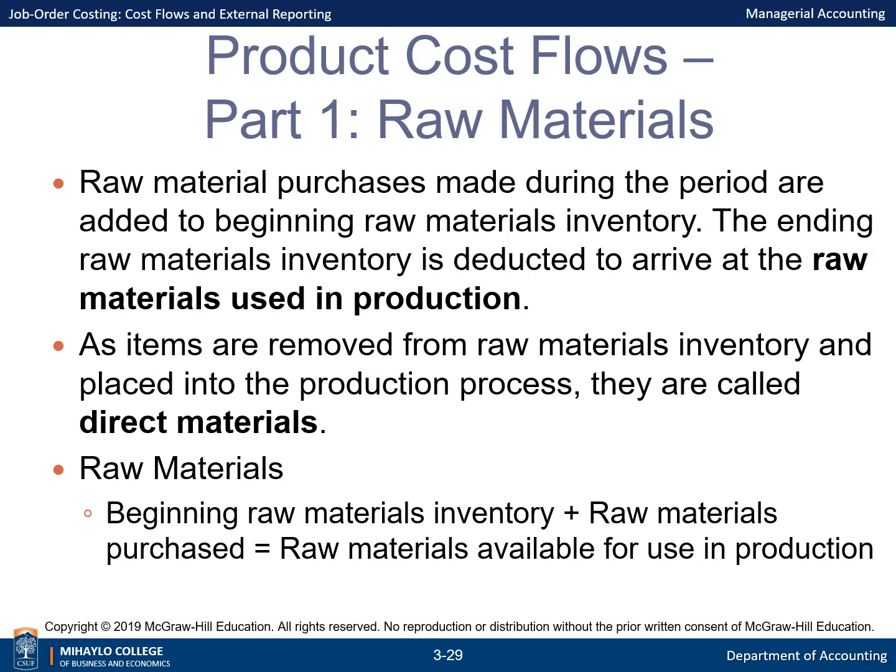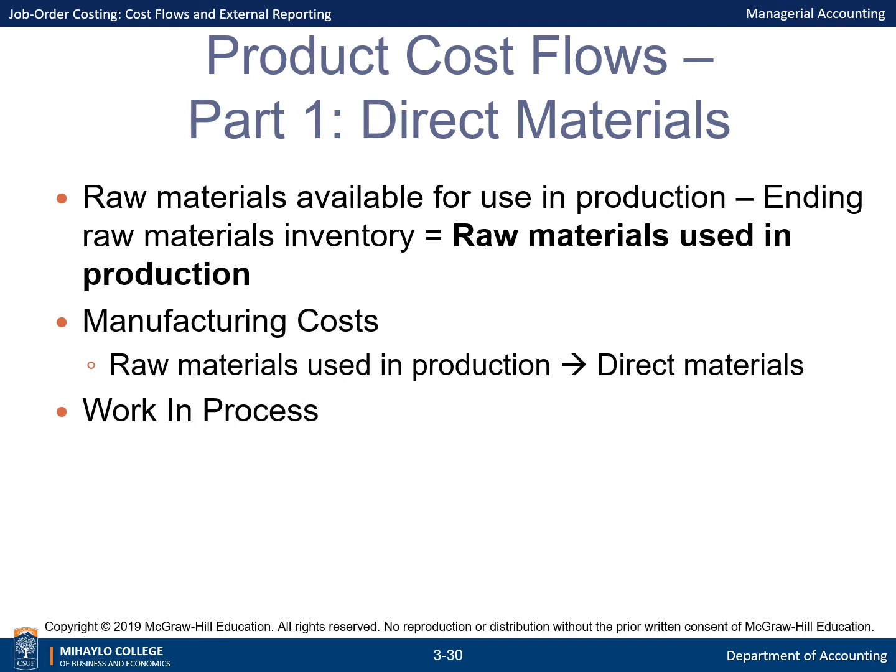Raw materials purchases made during the period are added to beginning raw materials inventory. The ending raw materials inventory is deducted to arrive at the raw materials used in production. As items are removed from the raw materials inventory and placed into the production process, they are called direct materials. Raw materials available for use in production minus ending raw materials inventory equals raw materials used in production. Direct materials used flow into work in process.